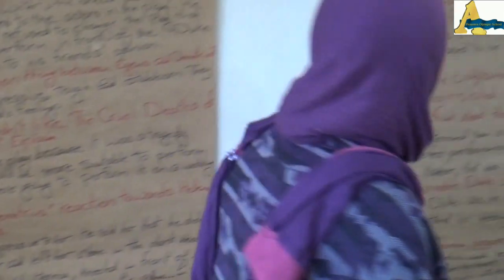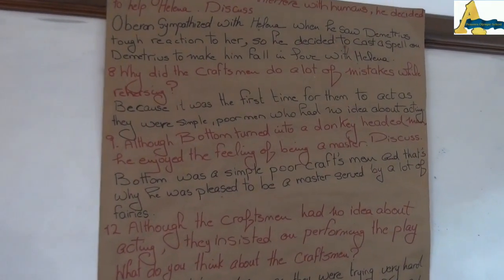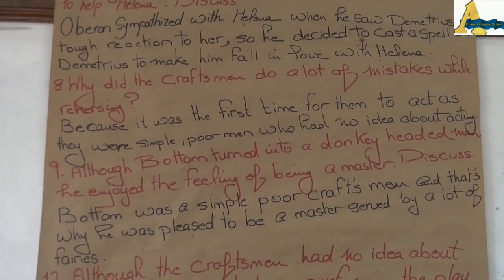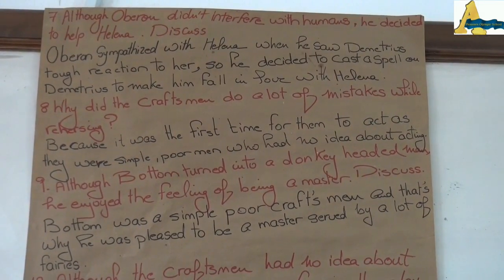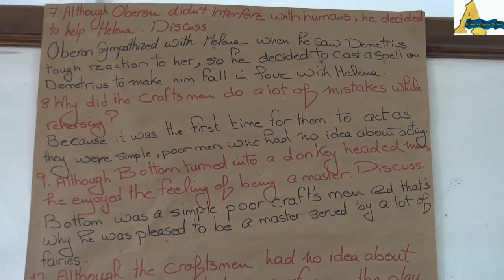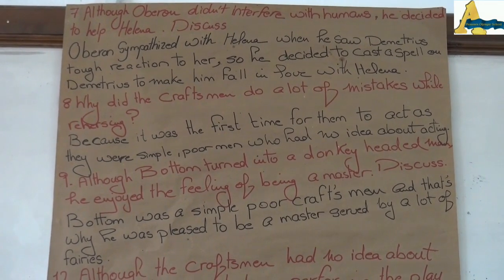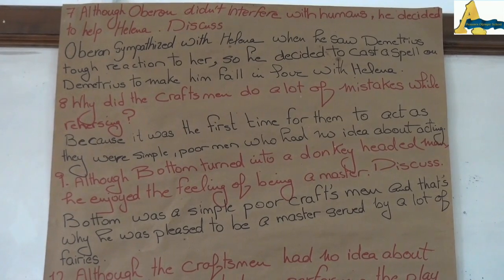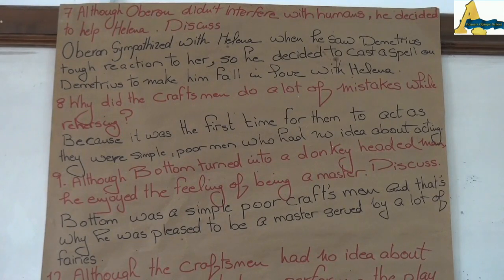Number 7. Although Oberon didn't interfere with humans, he decided for the first time to interfere and to help Helena. Let's discuss it. Oberon sympathized with Helena. When he saw Demetrius' tough reaction to her, he decided to cast a spell on Demetrius to make him fall in love with Helena. Of course, unlike Puck, who always used to interfere in the lives of humans and was naughty to them, playing tricks on them.